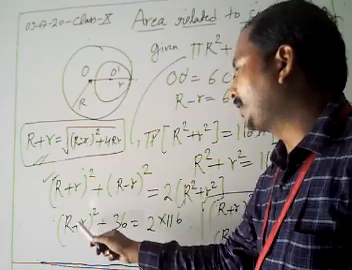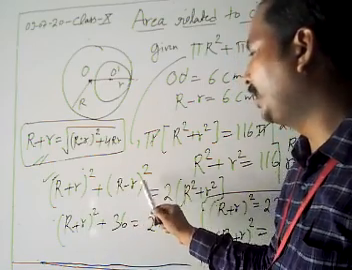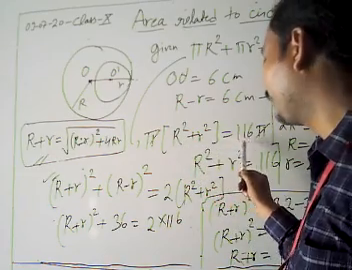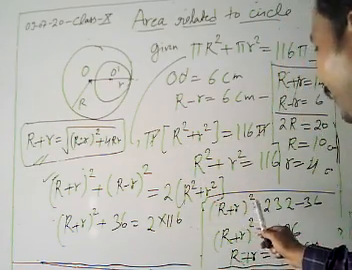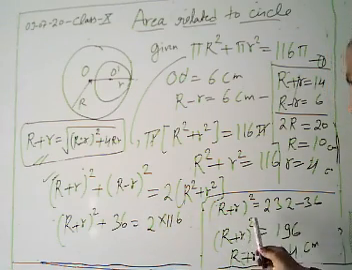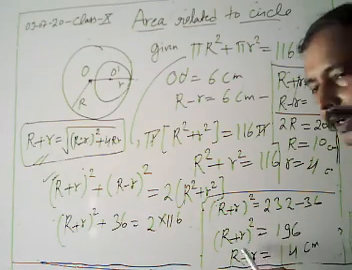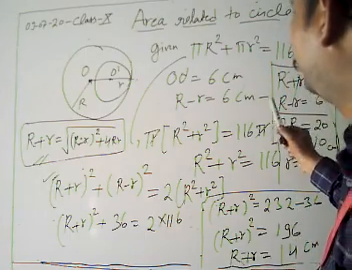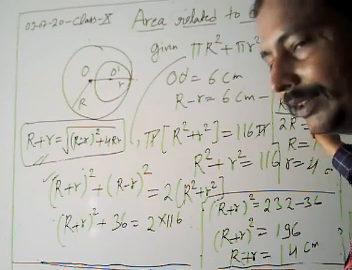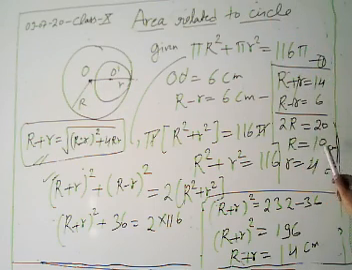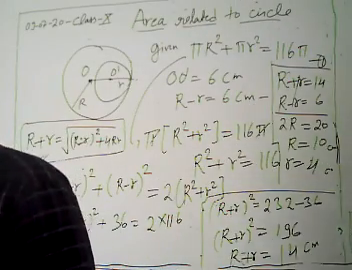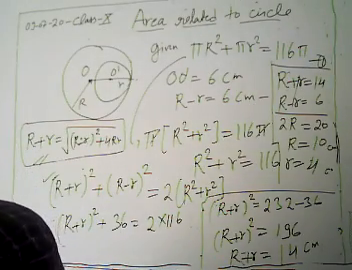Now R plus r whole square, R minus r is 6, 6 whole square is 36. 2 into the value of R square plus r square, 116, then we get R plus r whole square equal to 232 minus 36. Then R plus r whole square is 196. Then the square root of R plus r is 14. Now R minus r is 6, R plus r is 14. Using the elimination method, we get the value of capital R is 10 and small r is 4. This is our required solution. Now we move to the next problem.